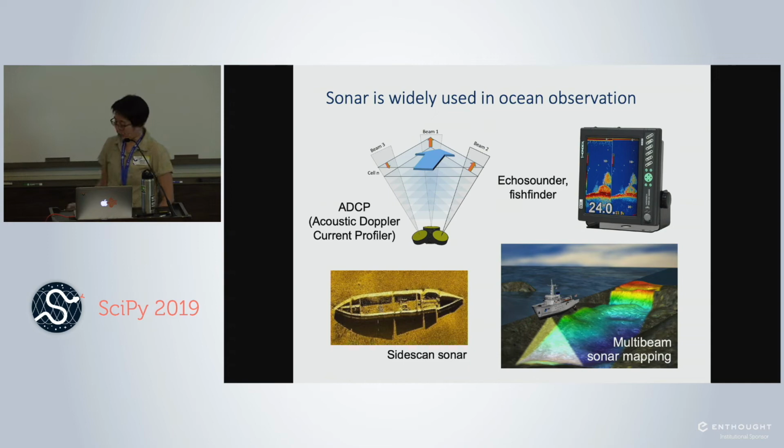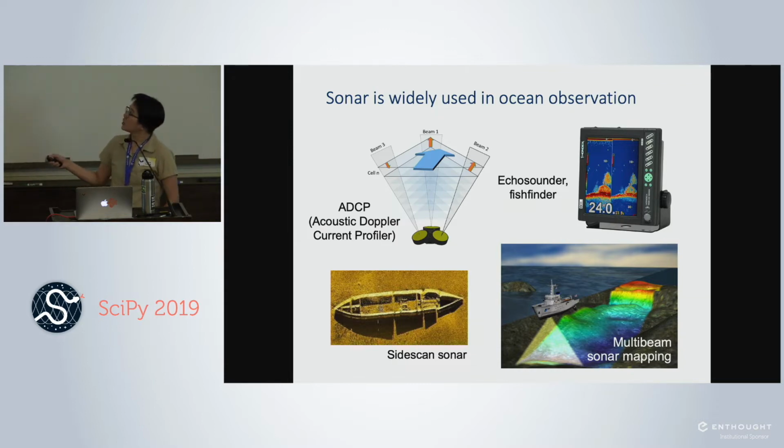And sonar is everywhere, actually, in ocean sciences. So here are a few examples. On the top here is the acoustic Doppler current profiler that is virtually on all the research vessels, right? And then on the bottom here is a side-scan sonar image. We use side-scan sonar to look at features on the seafloor.